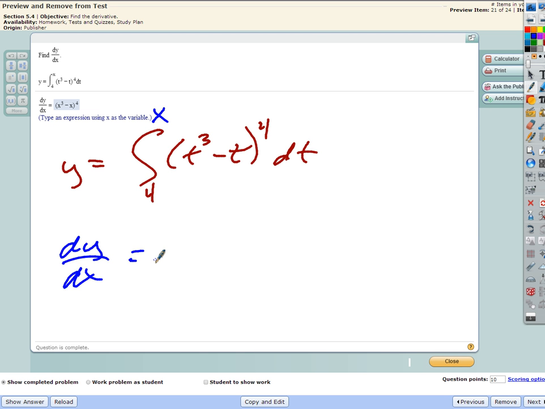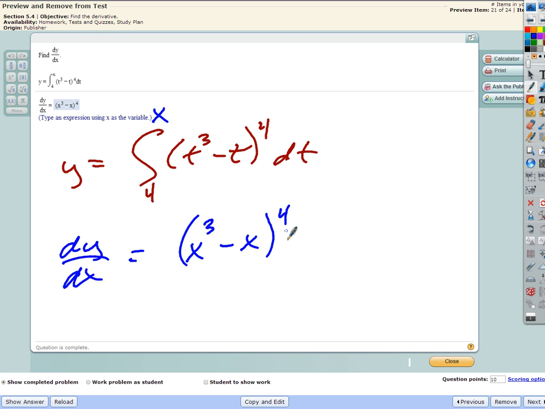So what would I write down for my answer? Just the antiderivative of the function: x cubed minus x to the 4th. Exactly, the answer is x cubed minus x to the 4th, by the second fundamental theorem. You take the derivative and the derivative cancels. Right? Okay, and that's that sheet I gave you.